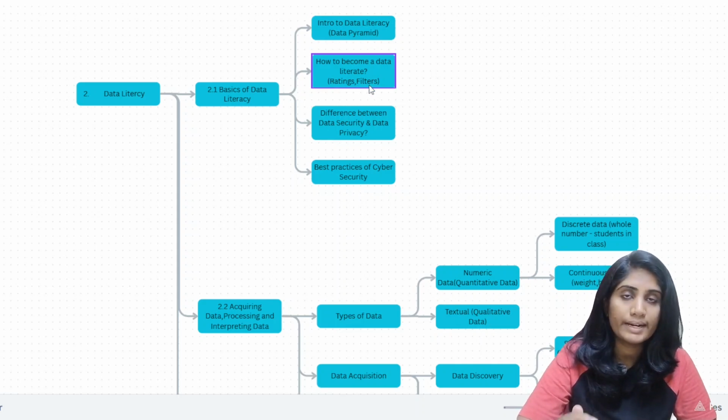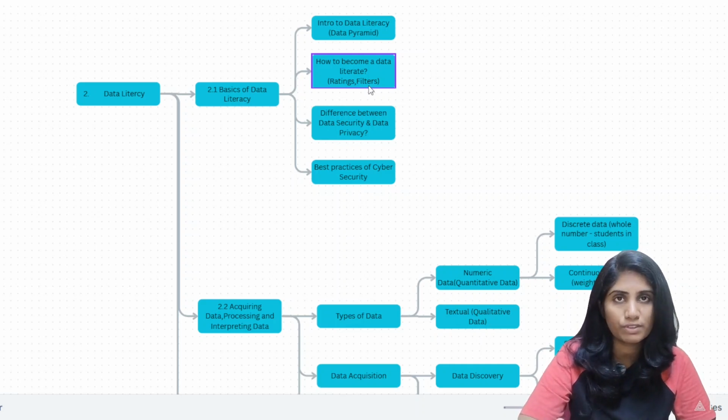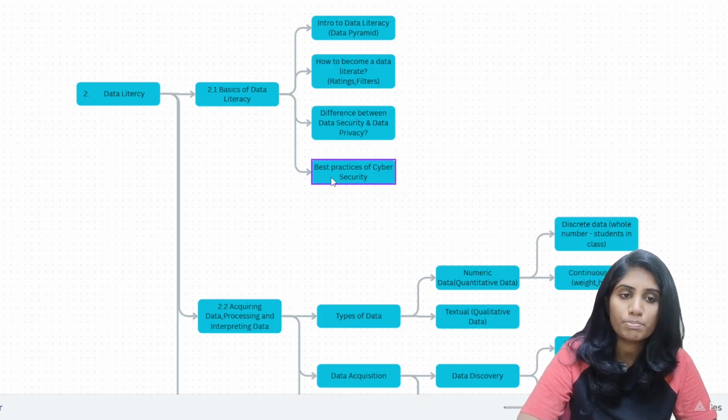Data literate means you know how to find the data and filter accordingly. For example, when you go to Amazon and use filters, comments or ratings for purchasing a product, obviously you are better than, I would say, 50 to 60% of the people who don't know about that. At that point of time, being data literate really helps us. Next we are seeing the difference between data security and data privacy, and then best practices of cyber security, like the do's and don'ts we have to follow.